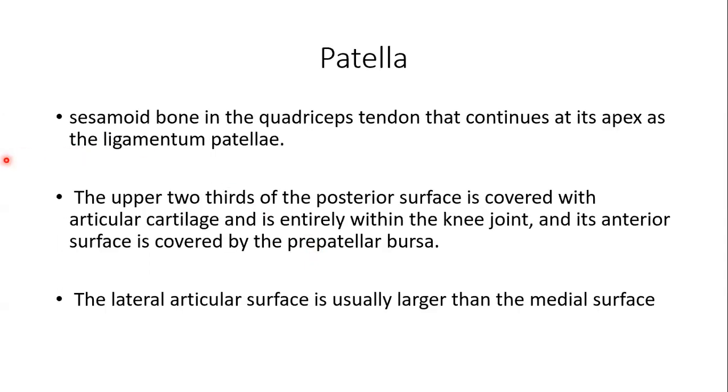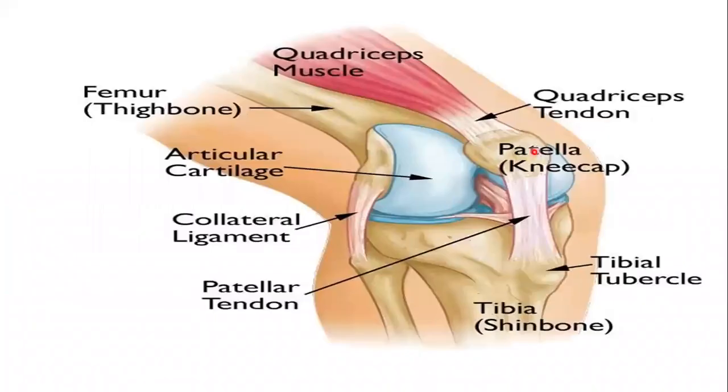The patella is a sesamoid bone in the quadriceps tendon that tapers at its apex into the ligamentum patellae. The upper two-thirds of the posterior surface is covered with articular cartilage and is entirely within the knee joint, and its anterior surface is covered by the prepatellar bursa. The lateral articular surface is usually larger than the medial surface. Here we have the patella in the quadriceps tendon. Posteriorly, we have the articular cartilage, and it's located within the knee joint.